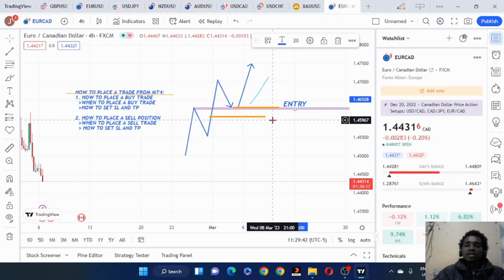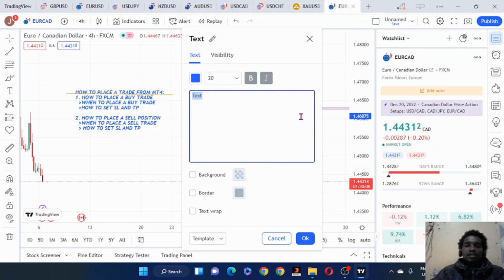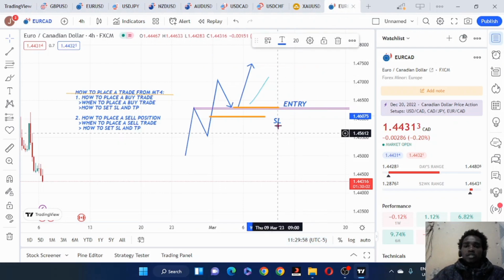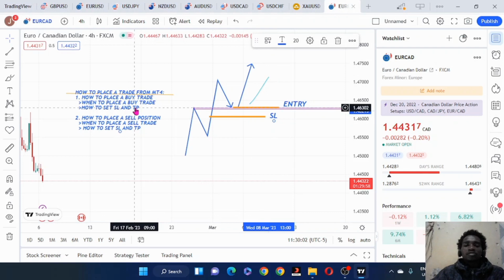I don't want to sustain myself in that trade. Let's just hit the stop loss. Let me just have my stop loss here. This is where you set your stop loss, since it is a buy. Now, where are you going to set the take profit?